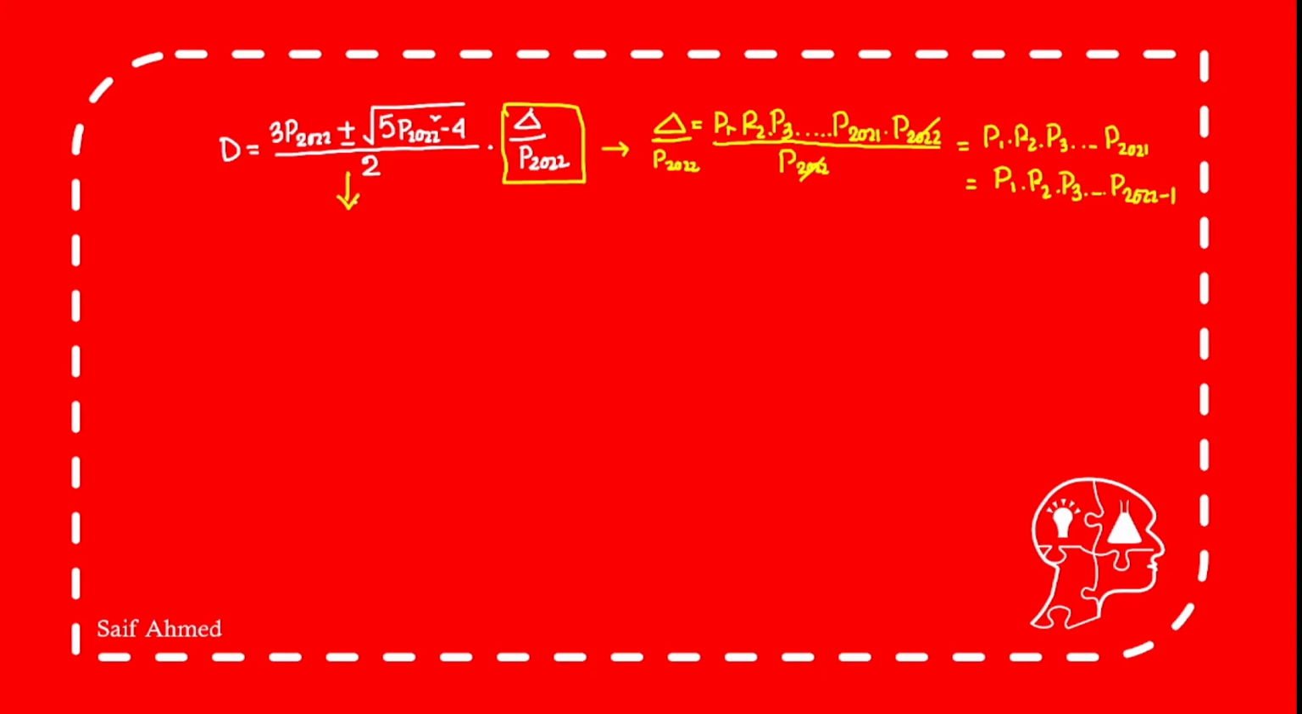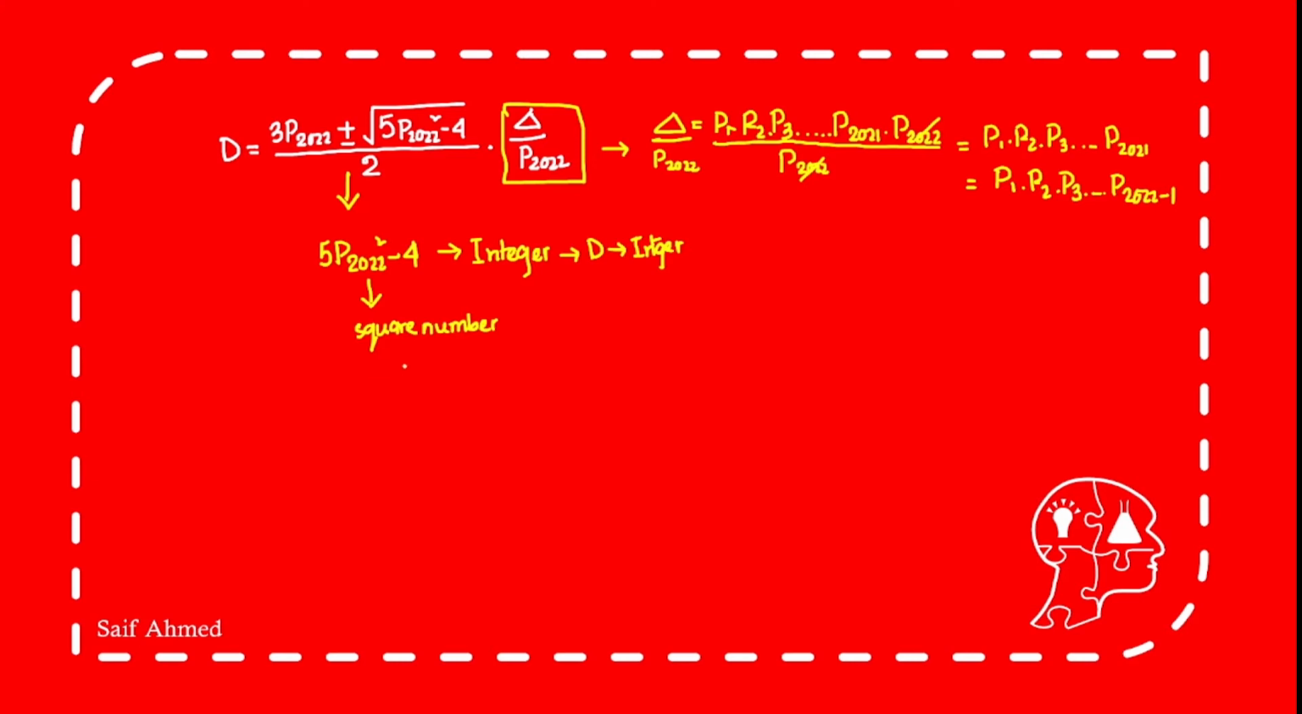Alright, so if I just want to see this D as an integer, then I must work with the 5 of P 2022 square minus 4. If this one becomes an integer, then I can perfectly say that D will give us also an integer. And also the second question about this is that this whole term needs to be a square number. Why? If this one becomes a square number, then the square root and the square will cancel out, and so we can hope for a better output.